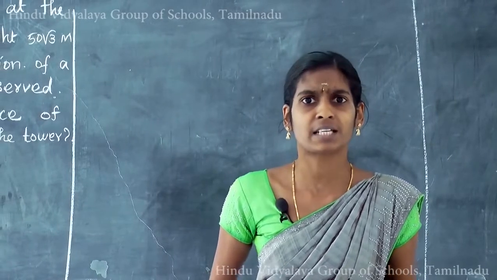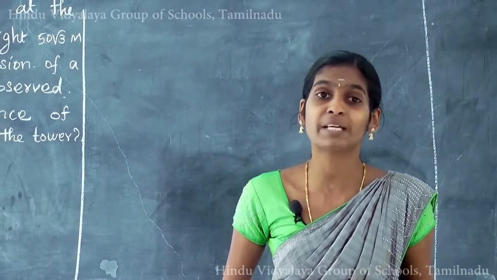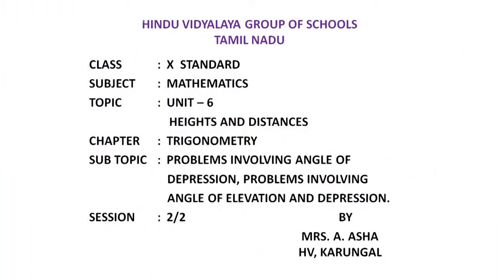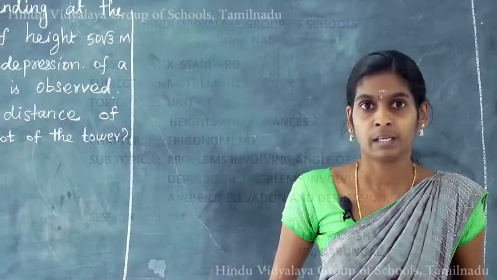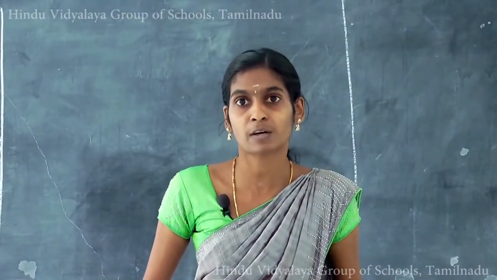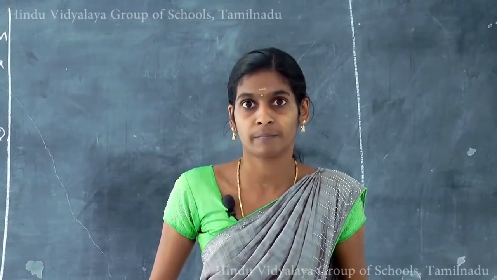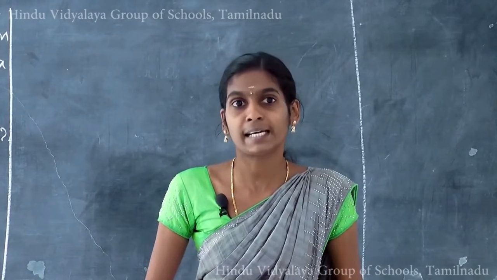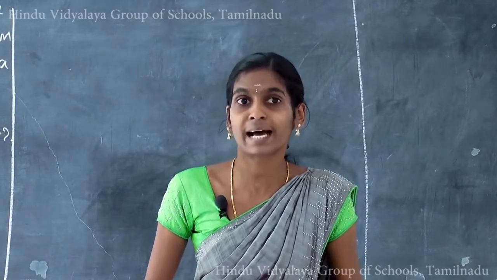In the previous session, we have learned about application of trigonometry, where we have discussed the basic concepts that are related to height and distances, and also solved problems involving angle of elevation. Now I want to check whether you have learned the previous class portion or not by asking a few questions. The first question is, what type of triangle is used to calculate the height and distances?